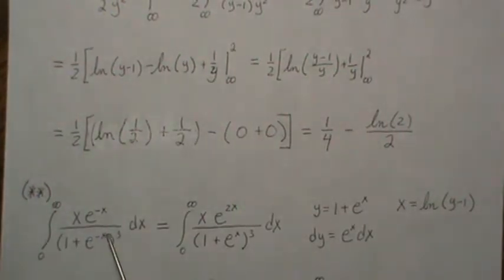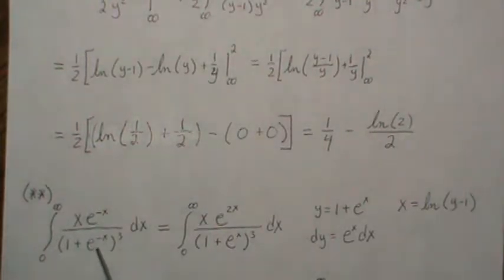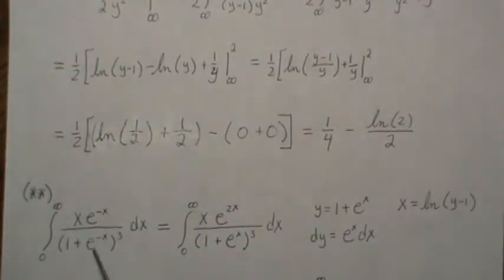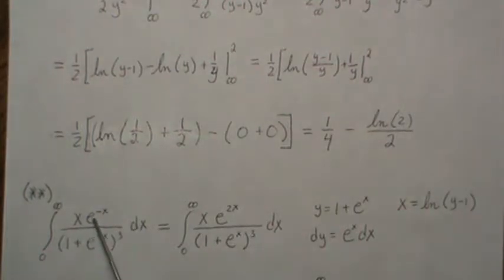But I'm going to manipulate this a little bit. In here, if you factor out an e to the minus x from this parenthesis, then you end up with 1 plus e to the x cubed. And out here you get an e to the minus 3x, but then when you take it to the top, you get an e to the 2x. So that's what I did from this step to this step. So these are the same.